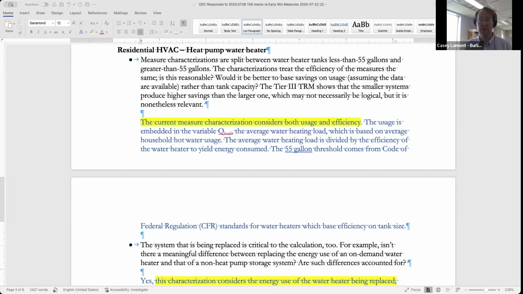Yeah. So again, I think at the end of the day, if they do it the same way that the EU does it, we're going to end up with a TRM that has higher savings, higher credits, whatever you want to call it, for a smaller capacity unit, which is what it is, but is probably not how it is out there in the world. So, well, that was the concern.